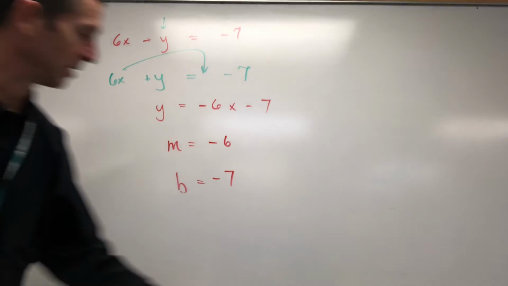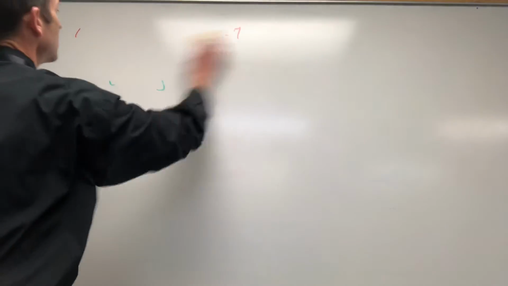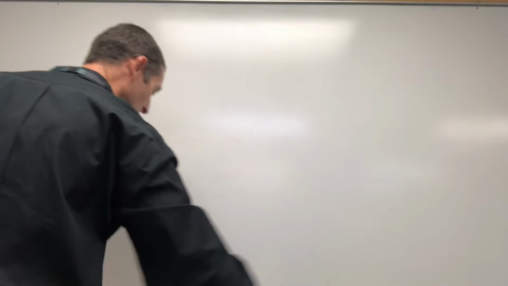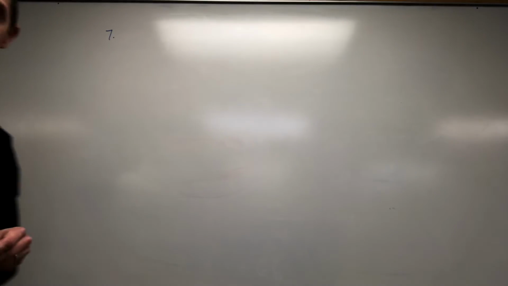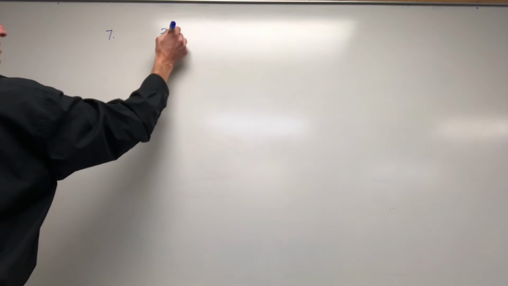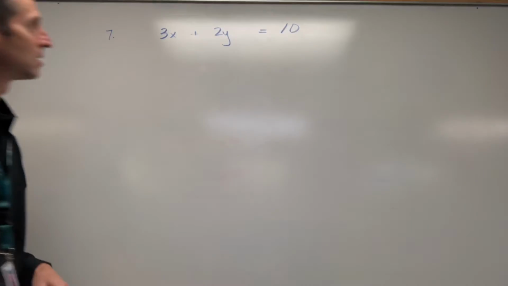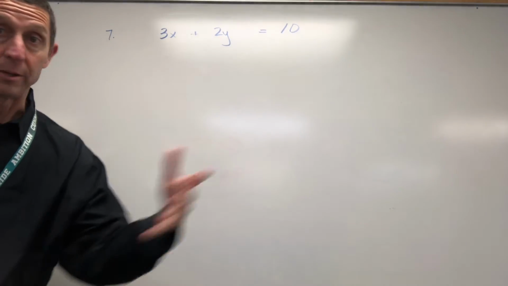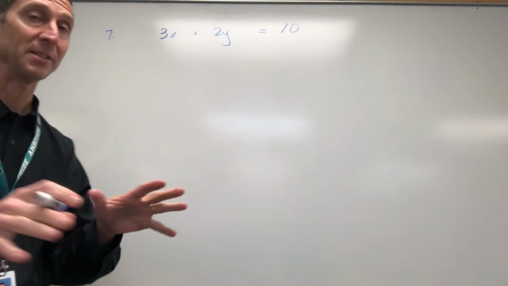All right, here we go. Let's do some tougher ones. So let's finish off with number 7 and number 8. If you can do these last two, you'll have it all under control. So let's say we got all kinds of stuff: 3x, 2y, 10. Okay, you're thinking, well, that's not solved for y. So we got to get y completely by itself.